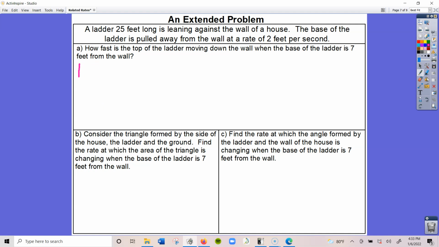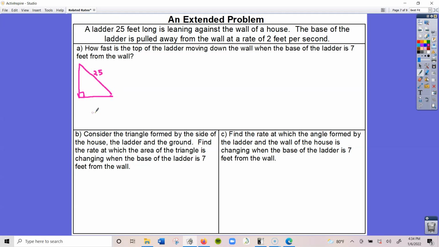Here we have the house. This is the wall of my house. We have a ladder that's leaning on the wall of the house, and the ladder is 25 feet. This is the wall, this is the ladder, and this is the ground. So we have a right triangle. Whenever you have a triangle, the equation you're going to use to relate everything is usually the Pythagorean theorem. But we'll get there in a second.